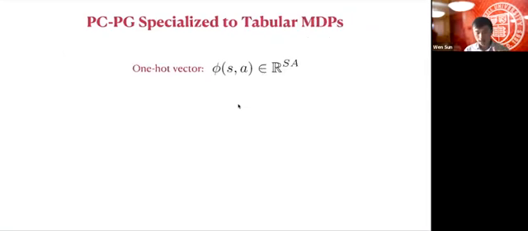Okay, so let's look at an even more specialized case: the discrete MDP, also called tabular MDP. Here, the feature will just be a one-hot vector. You have S states and A actions, so you design this feature vector to be a vector whose length is the number of states times the number of actions. All the entries of that feature will be 0 except the entry that corresponds to that particular state-action pair. So you have a one-hot vector.